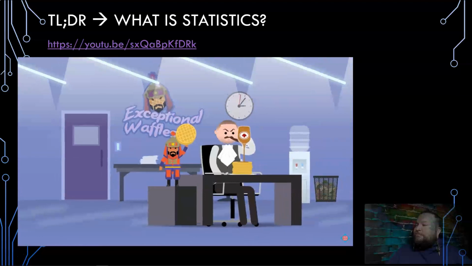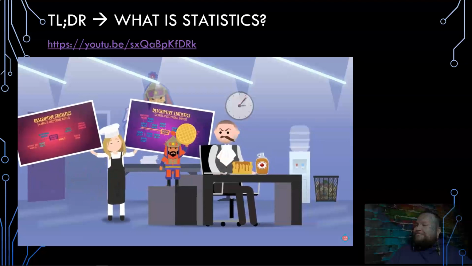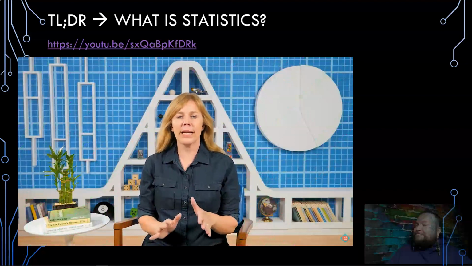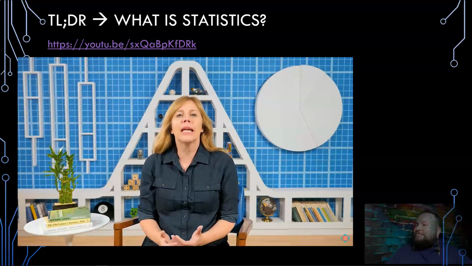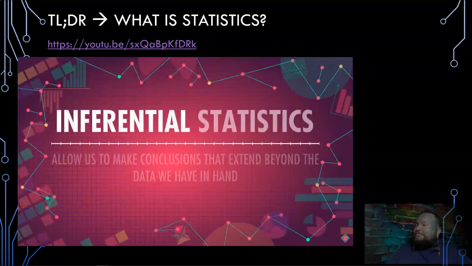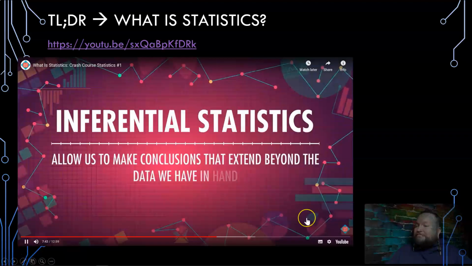And then, armed with those descriptive statistics, you could confidently walk into the waffle boss's office and demand to be paid for your talents. Thanks, Thought Bubble. While descriptive statistics can be great, they only tell us the basics. Inferential statistics allows us to make inferences. Clever namers, those statisticians. Inferential statistics allow us to make conclusions that extend beyond the data we have in hand.